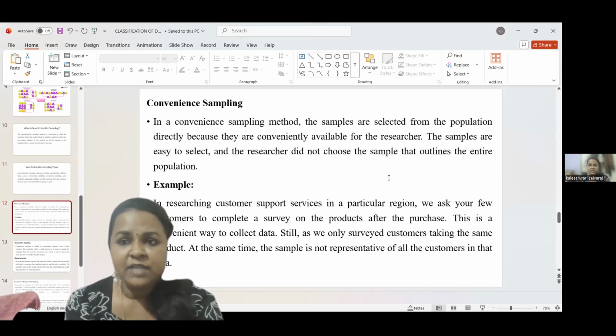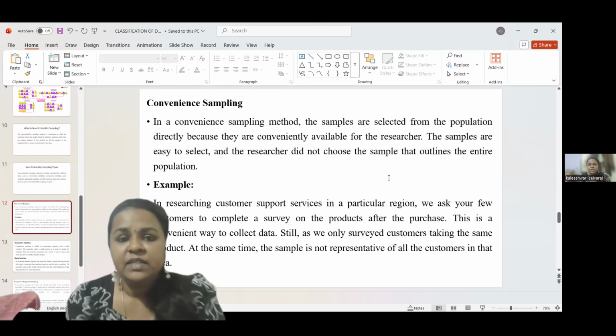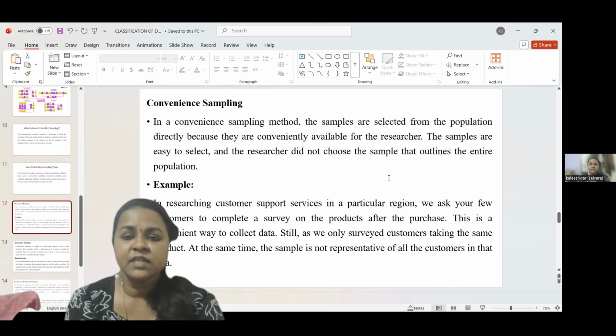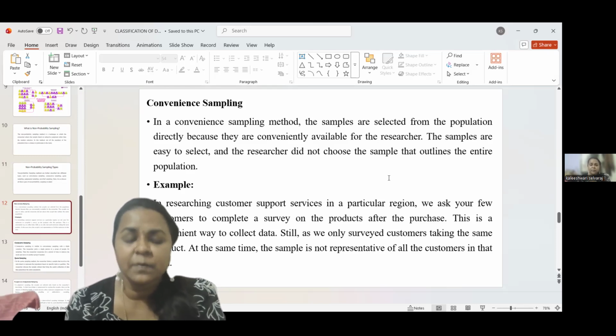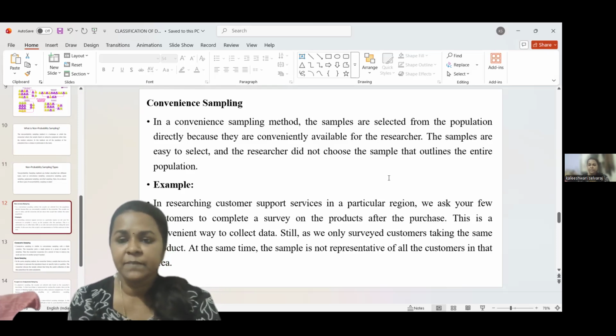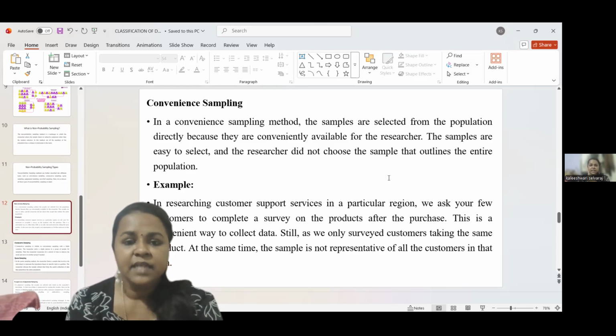Suppose your sample size is not known and, based on the convenience of the researcher, the researcher is choosing the sample based on their own convenience, then it is said to be the convenience sampling technique. For example, in a research on the customer support service in a particular region, we ask a few customers to complete a survey on a particular product. This is a convenient way of collecting the data. Still, we only surveyed customers taking the same product. At the same time, the sample is not representing all the customers also.